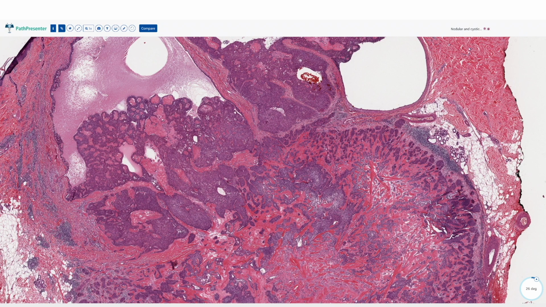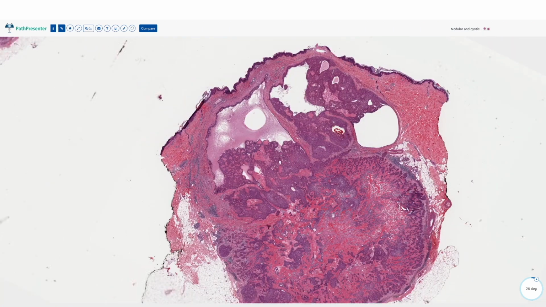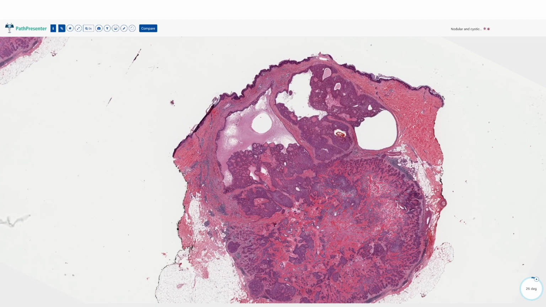So folks, that is a nodulocystic hidradenoma. And we just have to remember one thing: if most of the cells are composed of clear cells, it will be clear cell hidradenoma. So basically that covers both of those.